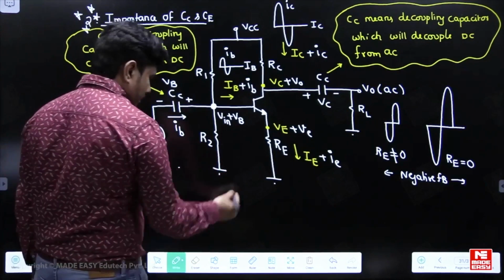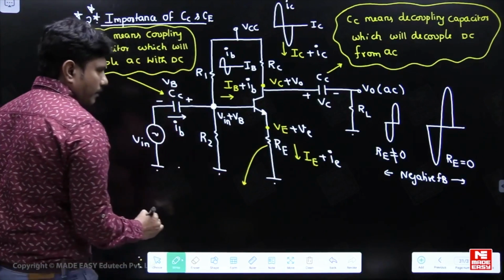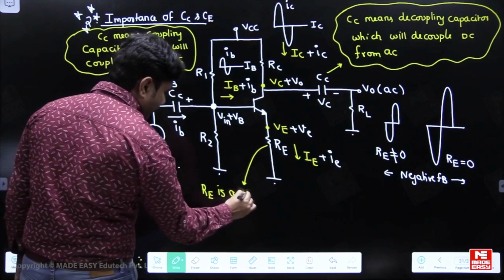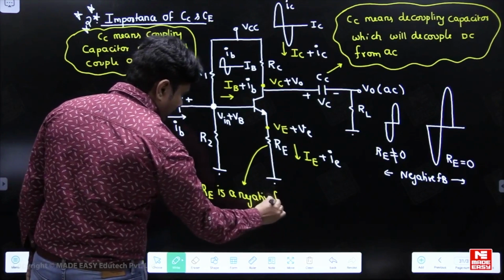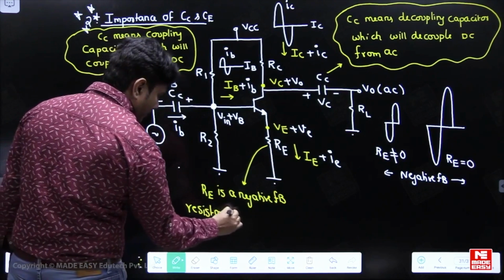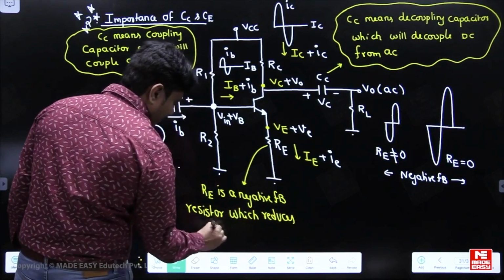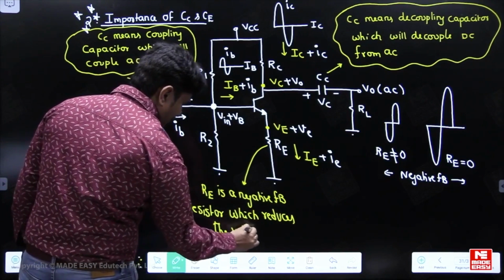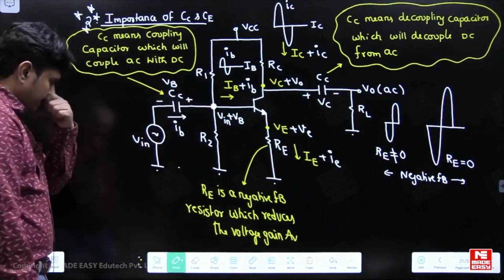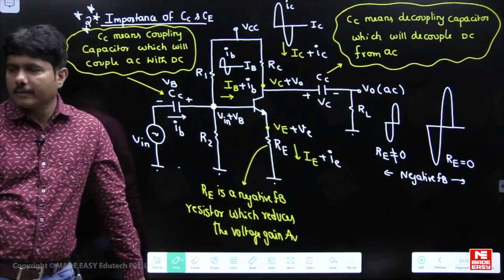तो RE का इंपॉर्टेंस क्या है इधर? RE is a negative feedback resistor, which reduces the gain, which reduces the voltage gain, which is called AV. RE is a negative feedback resistor which reduces the voltage gain, AV.